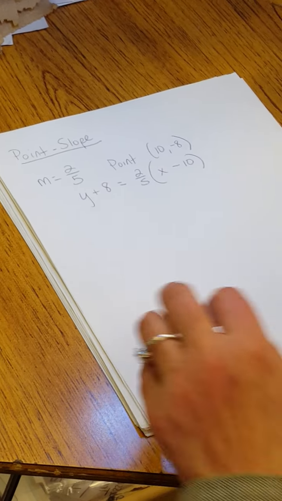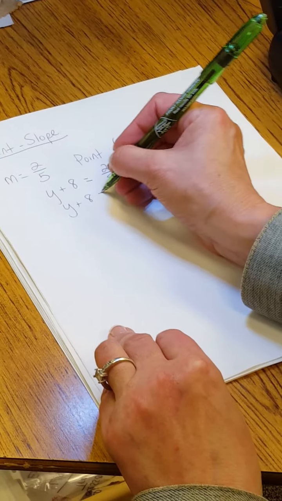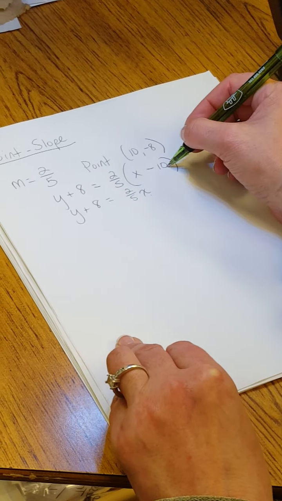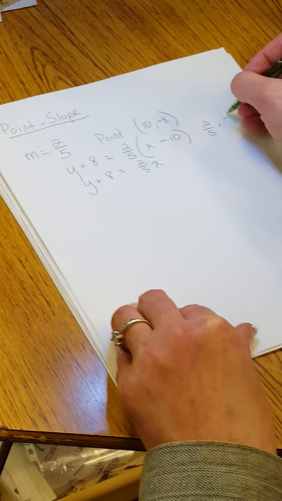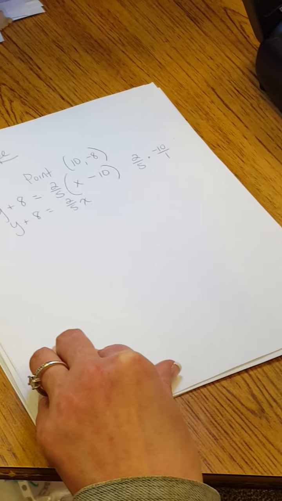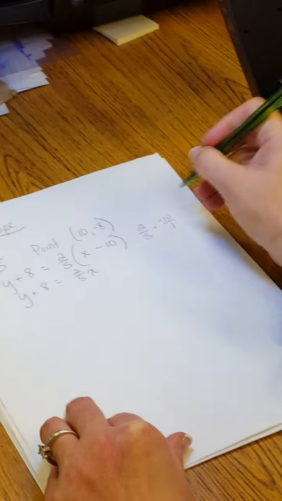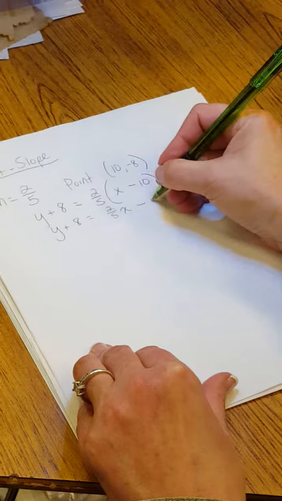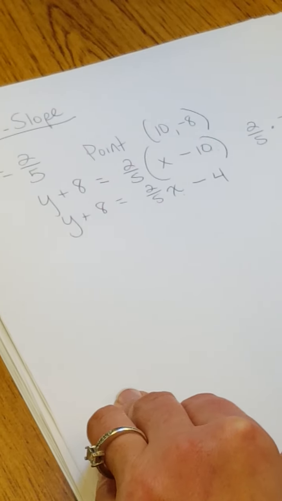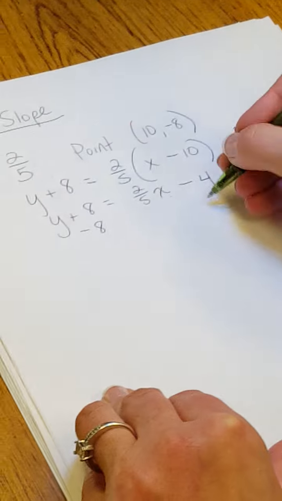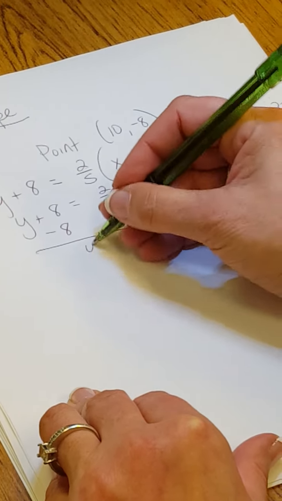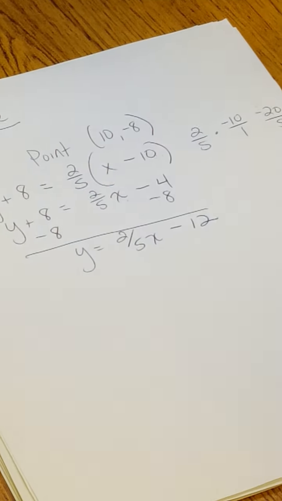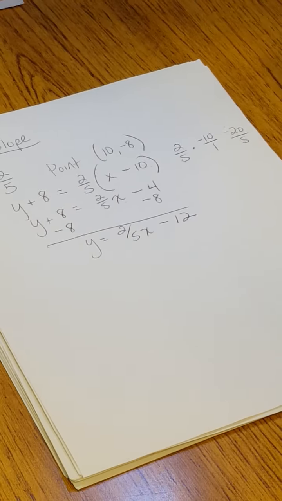All right, now we're going to distribute our 2/5 to our x and our -10. Now, you guys, this is what it looks like. It's this, right? So you have -20 over 5. That's easy. That's -4. So that's just a -4. And then this is -8 to get our y by itself. So your final answer is y equals 2/5 x minus 12.